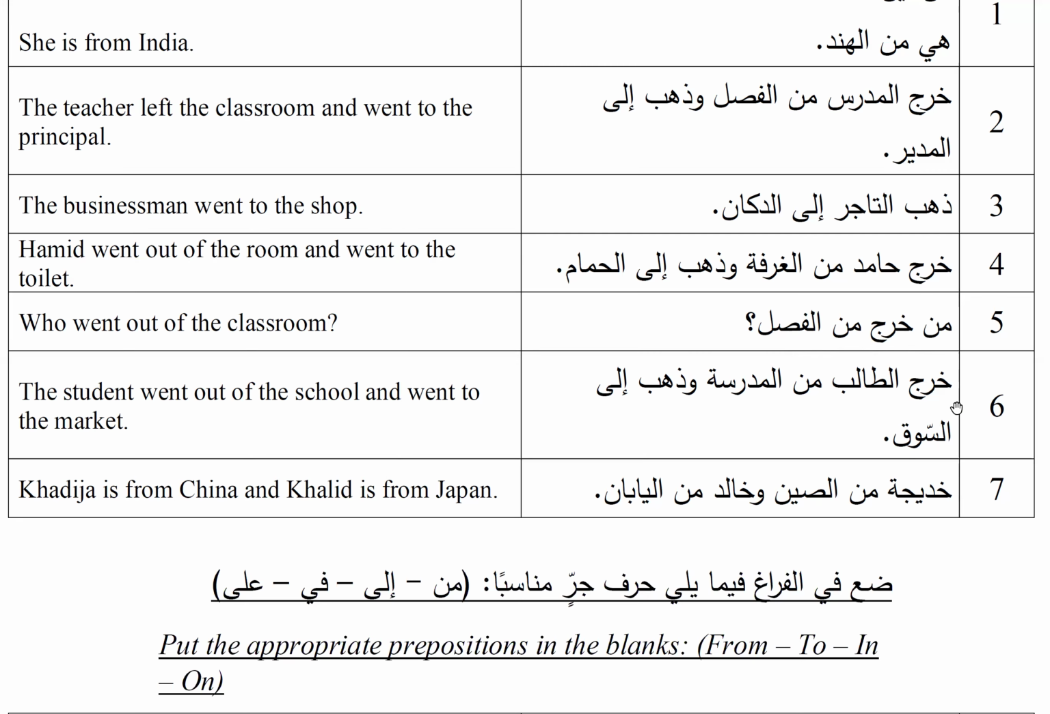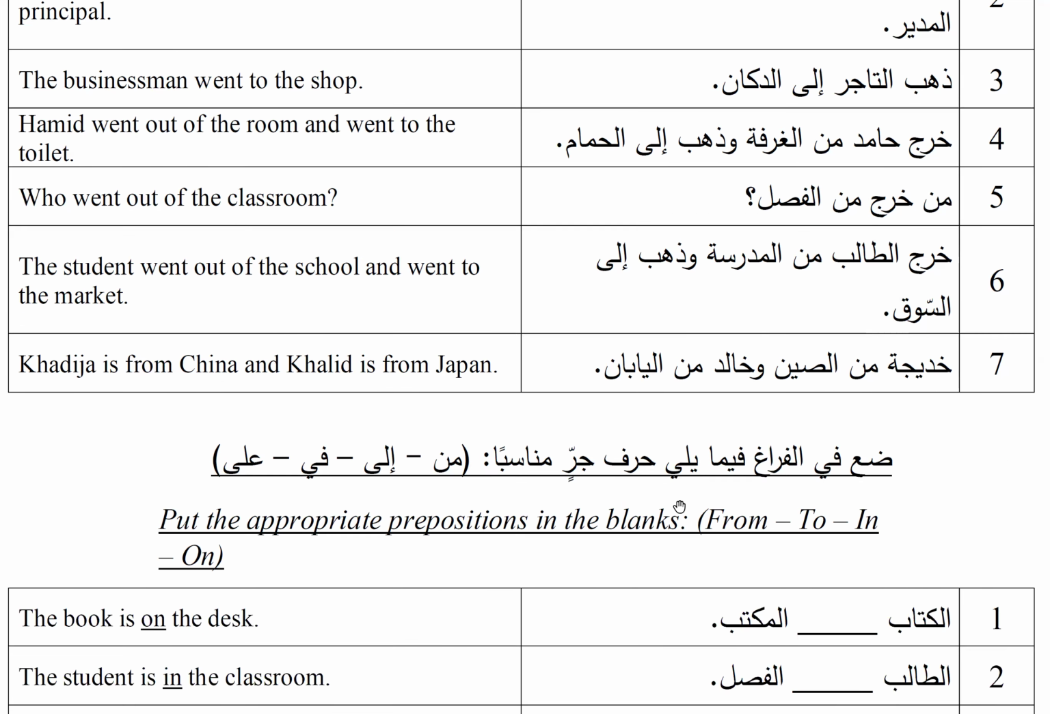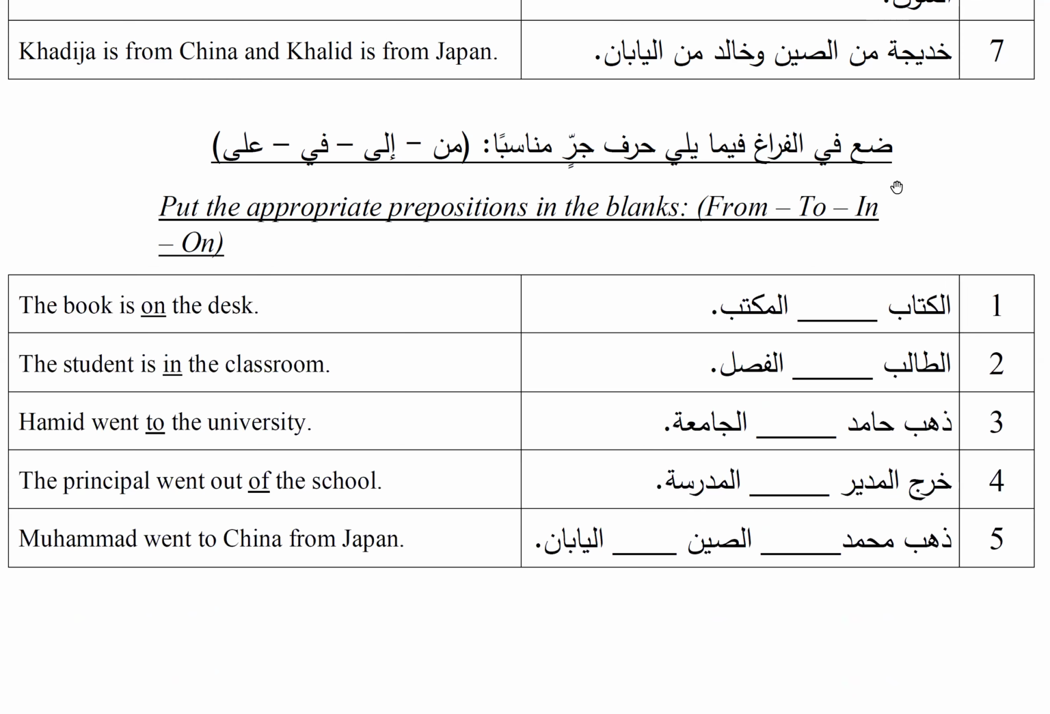The student went out of the school and went to the market. So went out is kharaja. Student is at-talibu, of the school min al-madrasati, and went to the market. وَذَهَبَ إِلَى السُّوقِ. So kharaja at-talibu min al-madrasati وَذَهَبَ إِلى السُّوقِ. Khadija is from China and Khalid is from Japan. We're going to say Khadijatu min as-Sini wa Khalidun min al-Yabani. As you can see, Khadija has only one dhamma and Khalid has two.